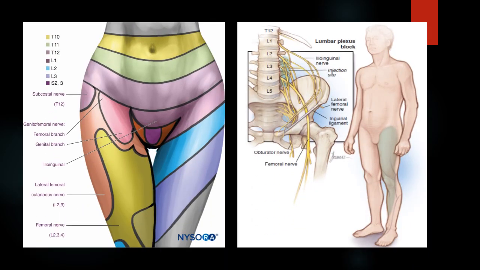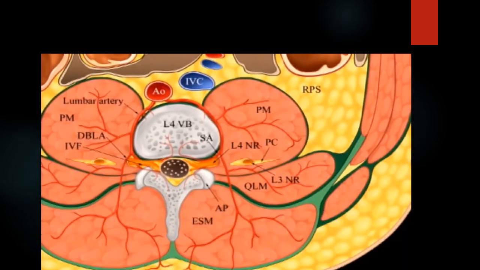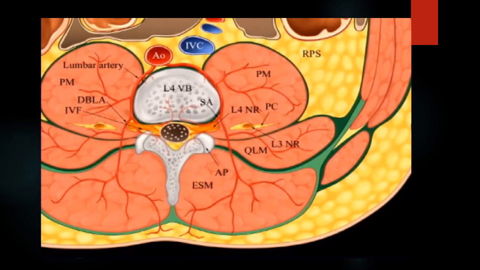Lumbar plexus block produces anesthesia of the major components of the ipsilateral lumbar plexus: the femoral nerve, lateral femoral cutaneous nerve, and the obturator nerve. It is also referred to as psoas compartment block or posterior lumbar plexus block. The term PCB was originally coined by Chayen and colleagues.